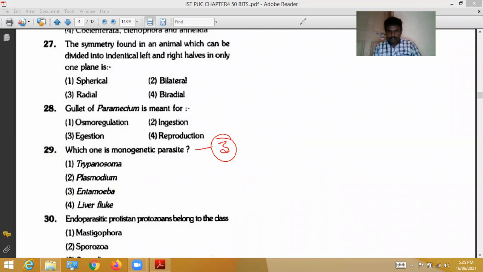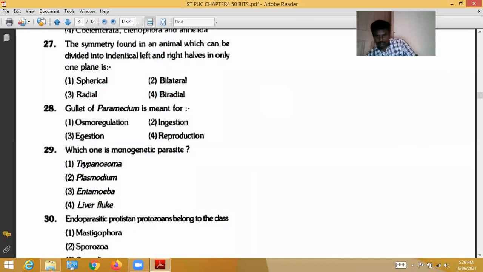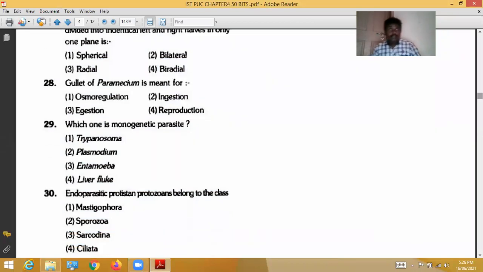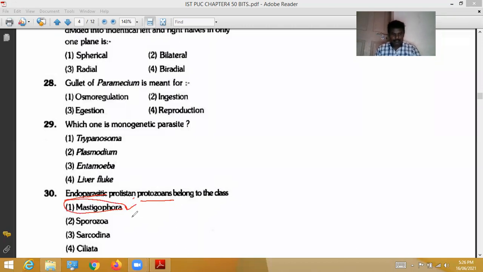Last and final bit for today's session: endoparasitic protista. Endoparasitic means it survives inside the body. Endoparasitic protista belong to which protozoan class? Mastigophora is not an endoparasitic protozoan. Sporozoan, yes, it is an endoparasitic protozoan.